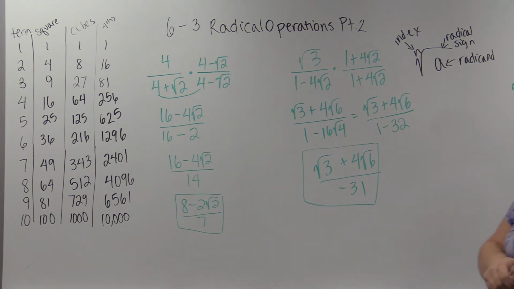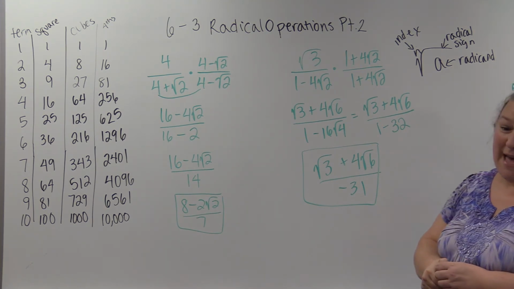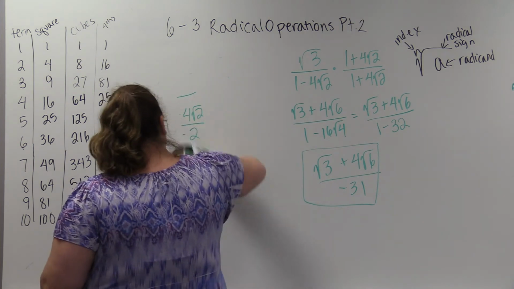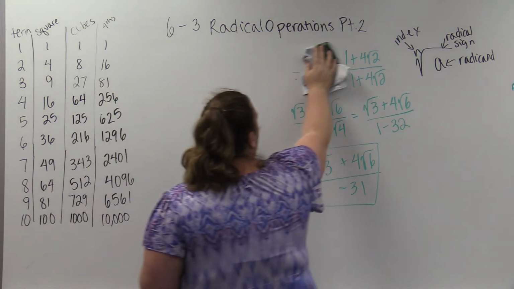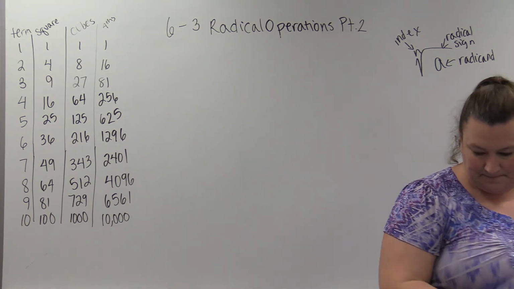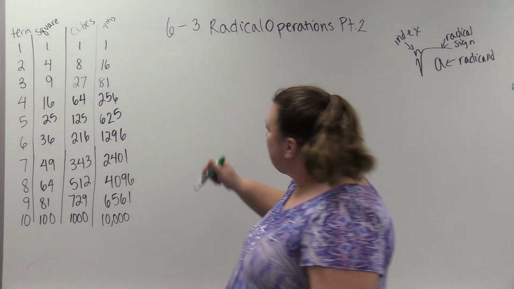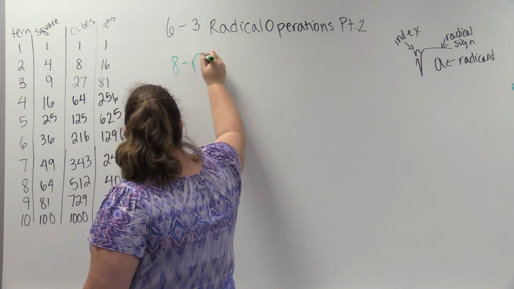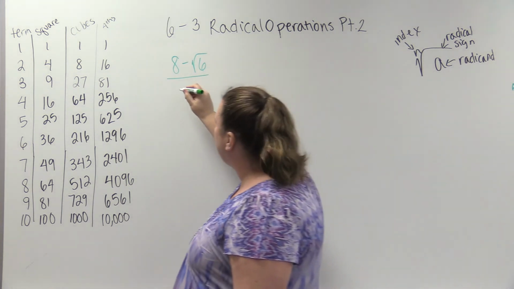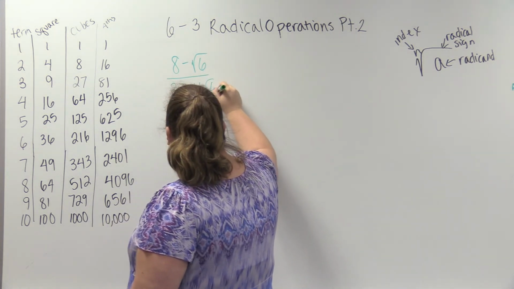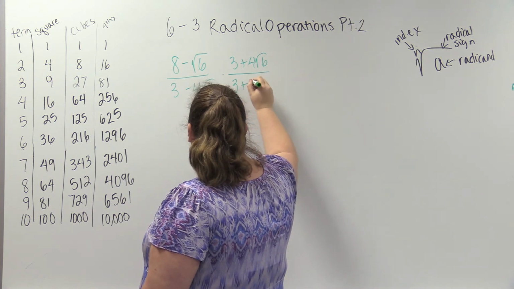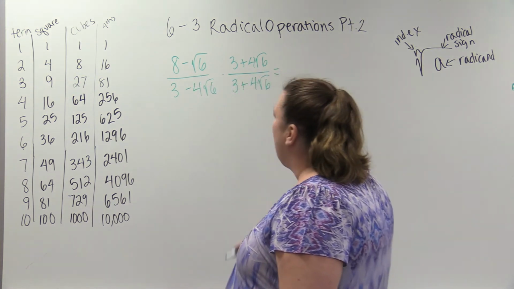My last example for you today is going to involve 2 terms on top and 2 terms on bottom. I'm going to erase. Eight minus the square root of 6 over 3 minus 4 square roots of 6. So I have 3 plus 4 square roots of 6 over 3 plus 4 square roots of 6. And we're going to multiply through.